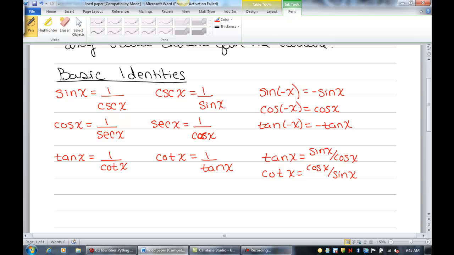So it will be your responsibility to make sure that you have these identities written down on a note card if you'd like to use them. I'm not giving them to you. This is going to be your responsibility. Okay?